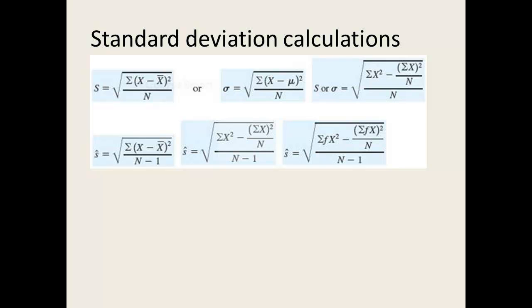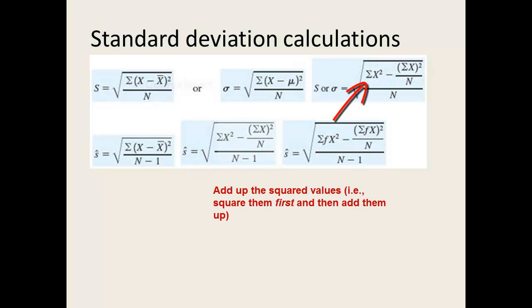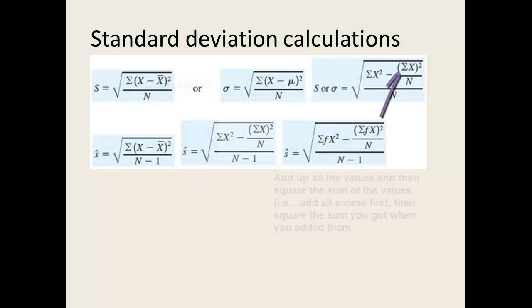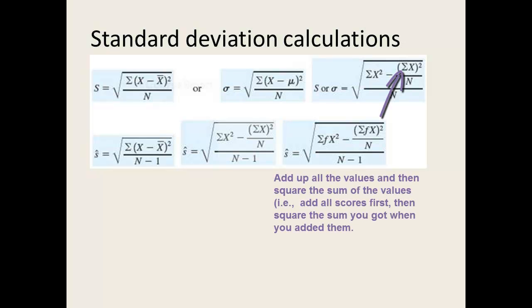The only thing that's different here is you've got to be careful about which one is the sum of the squared values of the data set and which one is the sum of the values of the data set squared. In this first term, you are going to add up all of the squared data values. In the second term, you're going to add up all the data values and then square them. So that's the difference between them.